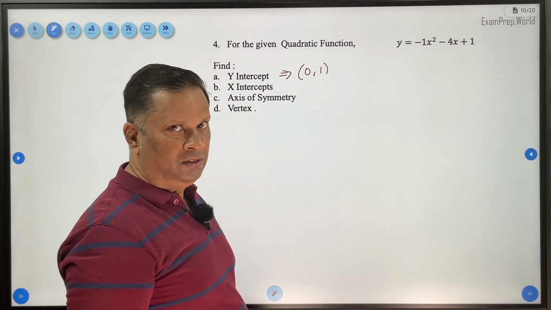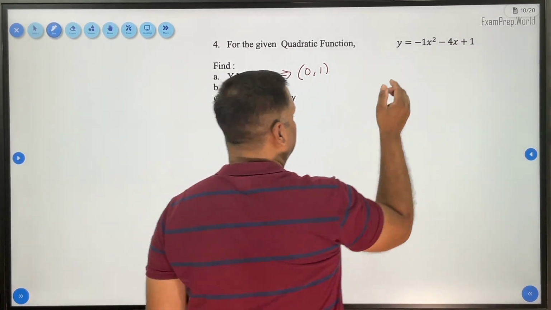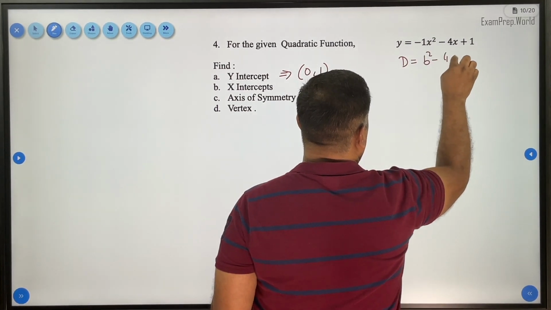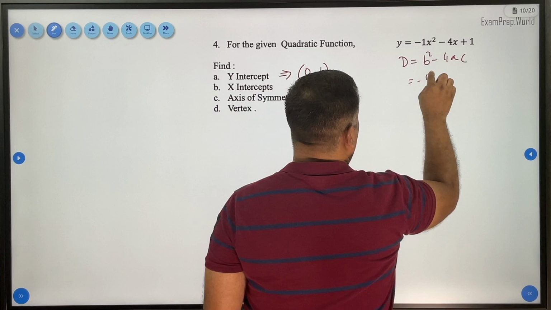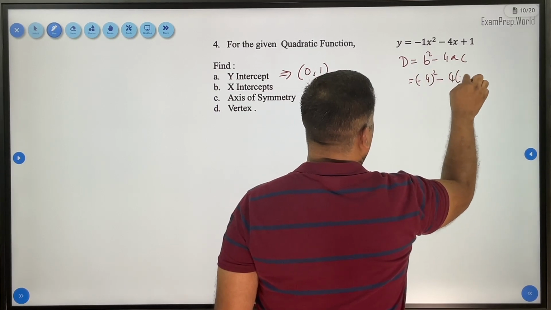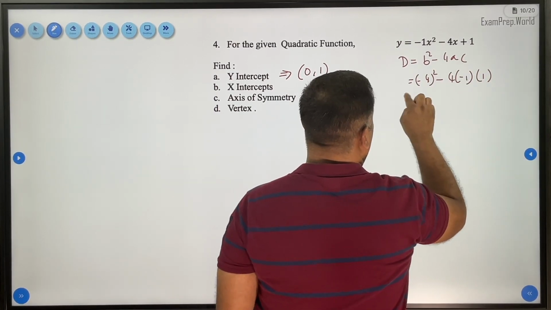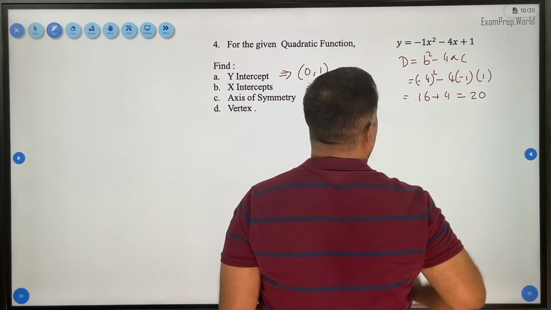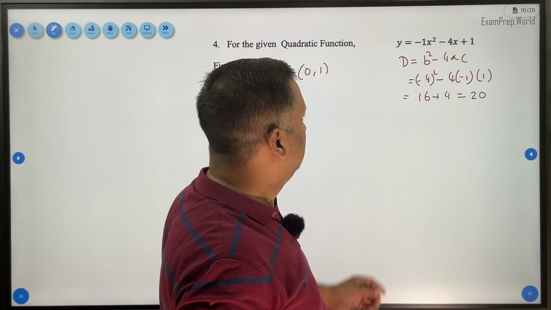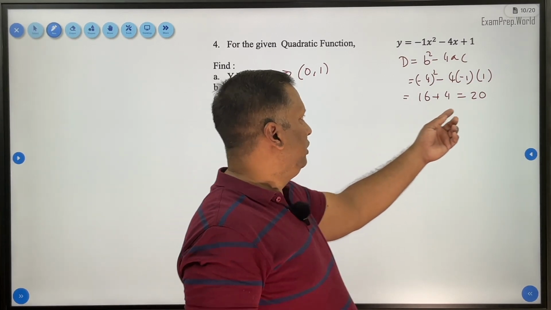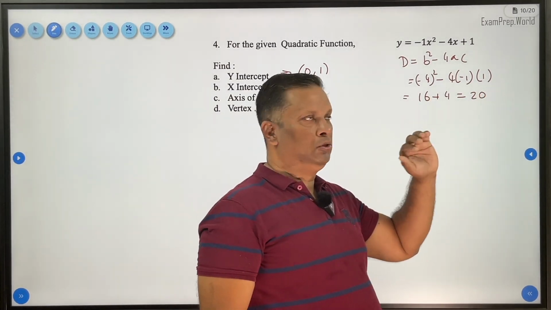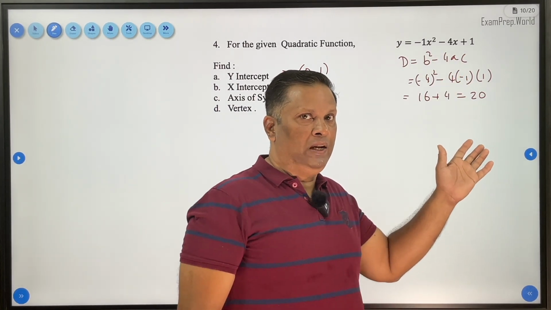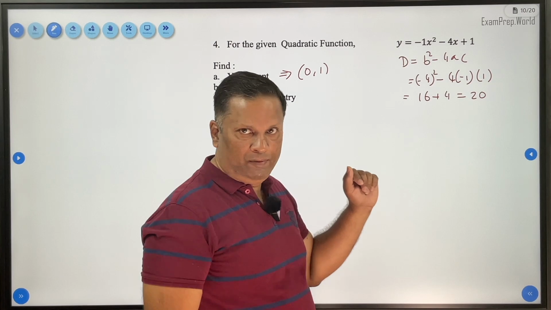Can we factorize this? So, even before going and seeing factorization, I will find d value. D is b square minus 4ac. So, which is negative 4 whole square minus 4 times negative 1 into 1, which is 16 plus 4, 20. Okay. So, is it a full root number? It is not a full root number. So, this expression you will not be able to factorize. So, in this case you will have to use quadratic formula.